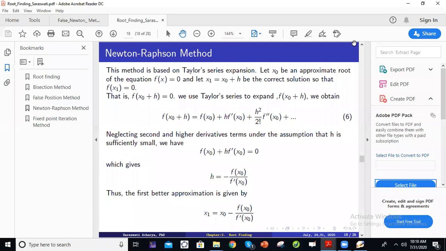Okay, सुरु गरौँ ल Newton-Raphson method. This method is based on Taylor series expansion. Initially, we have one approximate root of the equation.